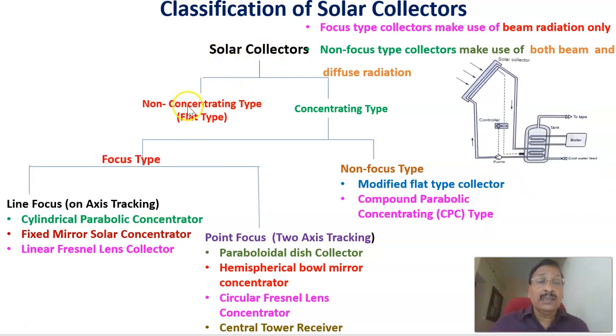Therefore, solar collectors are non-concentrating type and concentrating type. The concentrating type itself has focus type and non-focus type. And these are the different types of non-focus type. And in the focus type, there are line focus as well as point focus types of collectors.